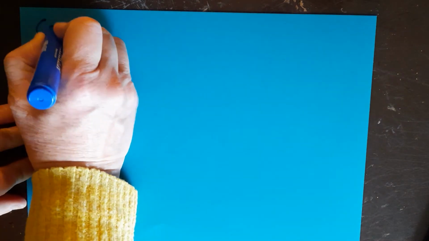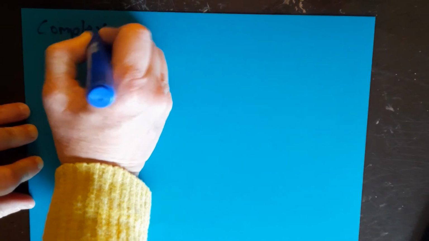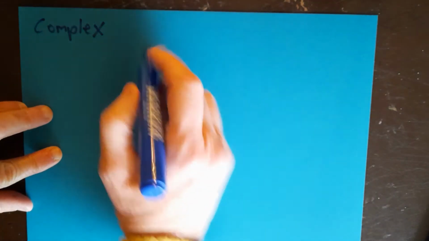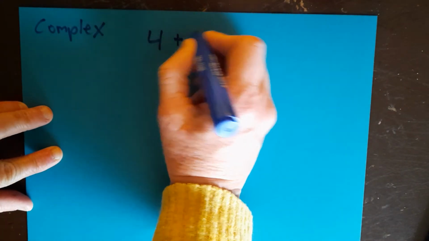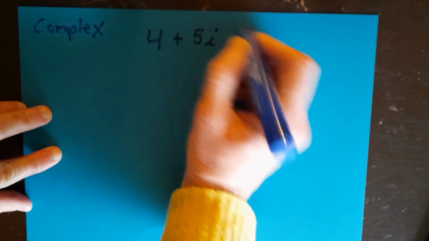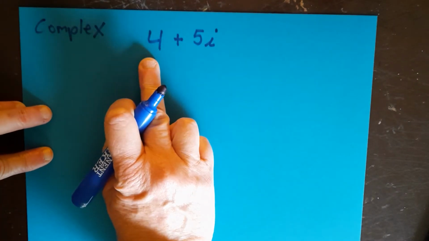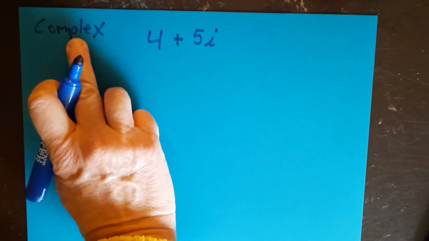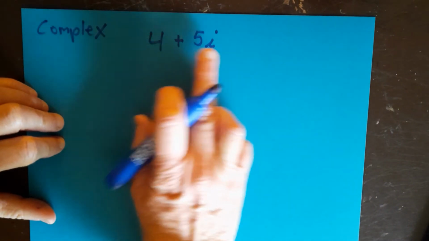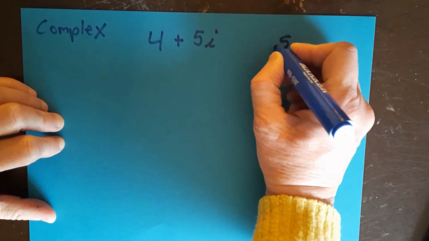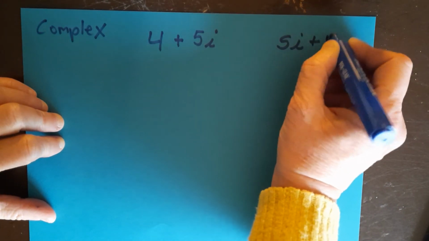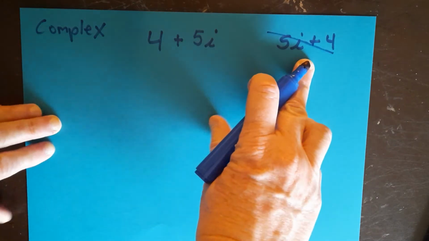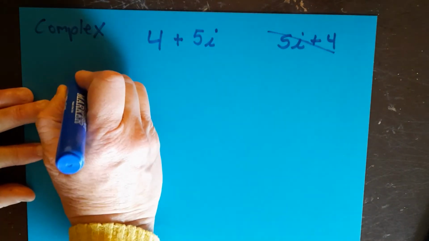A complex number is just a number that has both a real part and an imaginary part. For example, 4 plus 5i. This is real. We can plot it on a number line. This is imaginary. We cannot. When we write complex numbers, it's generally written with the real part first and then the imaginary part second. You won't see it written in this way because we want to put the real one first. Okay, so it's not generally written like that. We can work with these complex numbers.